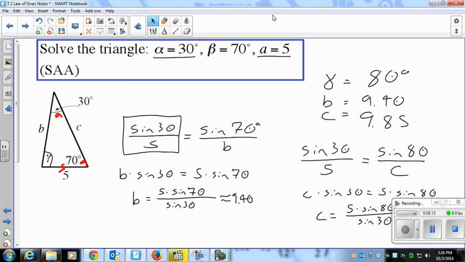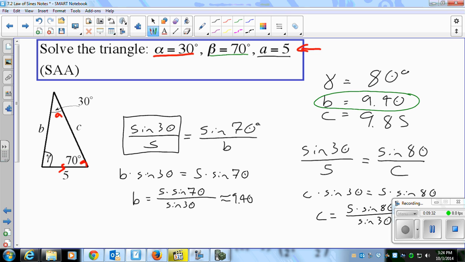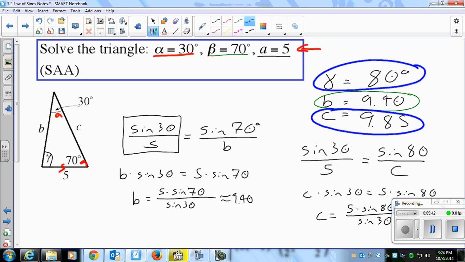And notice I should make sense of this solution and make sure things make sense. The smallest angle will open up to the smallest side. The next largest angle, which is 70 degrees, should open up to the next largest side, which is 9.40. And our largest angle, which ended up being 80 degrees, should open up to the largest side, which is 9.85. So I'm verifying my solution like that.